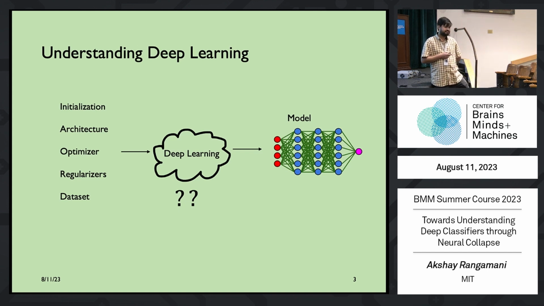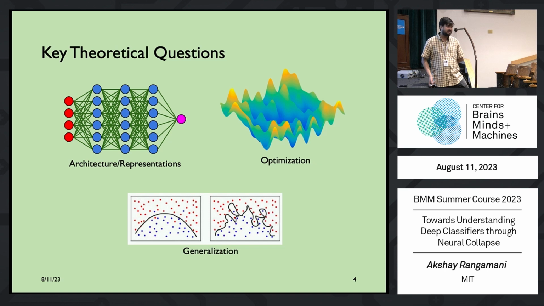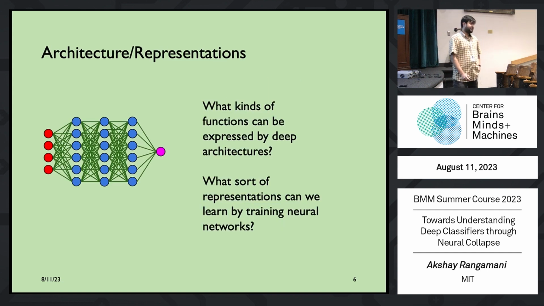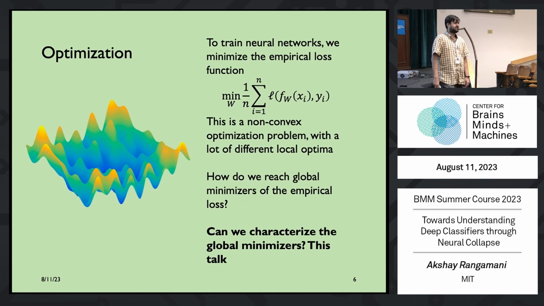And as Tommy mentioned, you can sort of bucket the key questions in the theory of deep learning into, sort of, architecture, which is: what kind of functions can you express by deep networks, what sort of representations can we learn, and so that's one broad area. In this talk, I'll be talking about one aspect of optimization.